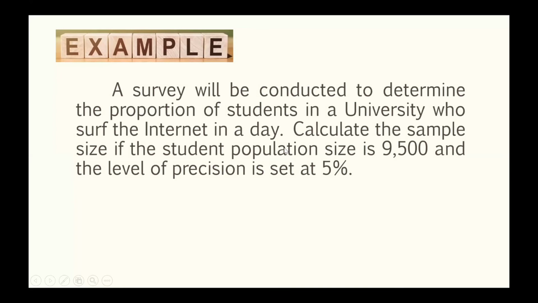So here, we're going to identify the given, and that is the population, which is 9,500, and the margin of error, or in other references, this is also what you call level of precision. So the level of precision, or the margin of error, is 5%. To get the decimal form of 5%, all you have to do is to divide 5 divided by 100. You can get 0.05 as the decimal form of 5%.